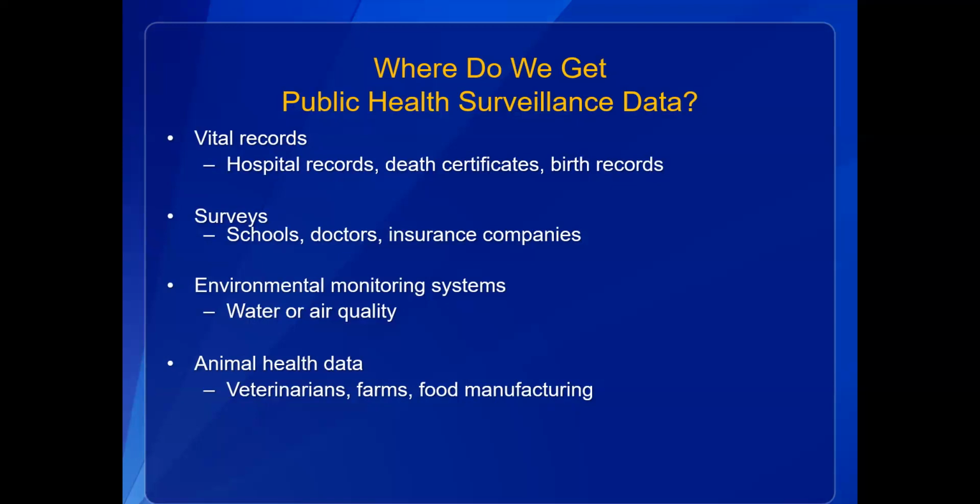So there are also systems which need to be put in place. These can also be sources of data, where you can collect data from veterinarians, from farms, from food manufacturing. So in terms of surveillance, there are so many systems which can be used. Remember, in terms of our public health data, it's not only disease, but also health events.